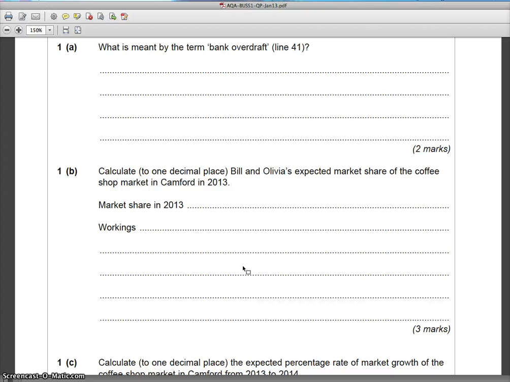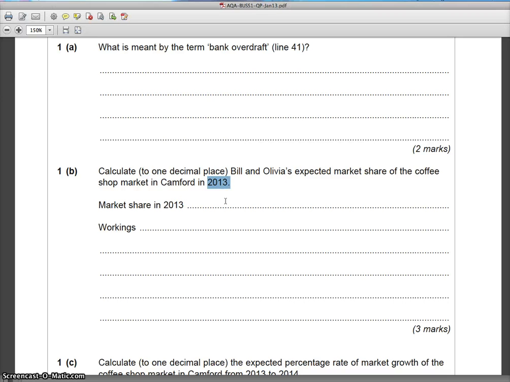Quite a few things you've got to look for here. Obviously you need to make sure that you do it to one decimal place, although we'll come back to that at the end. That's not an issue to begin with. We are looking at the word expected here. It's not historic data. We're looking at what they think will be their sales in the market. So therefore we're probably looking at something like a cash flow forecast or a budget forecast. We're not really looking for anything historic. So if we find a forecast in there somewhere, you're probably on the right tracks. And obviously we're focusing on Camford and we're focusing on 2013.